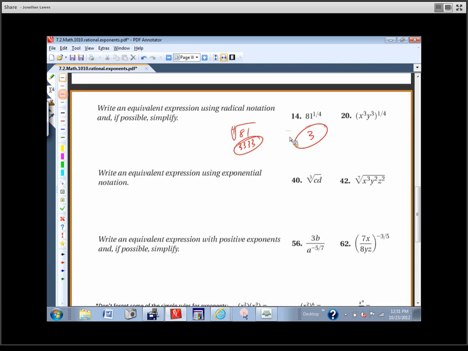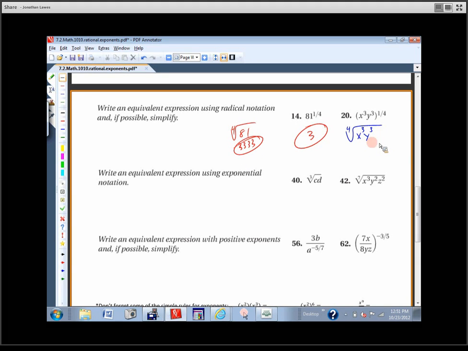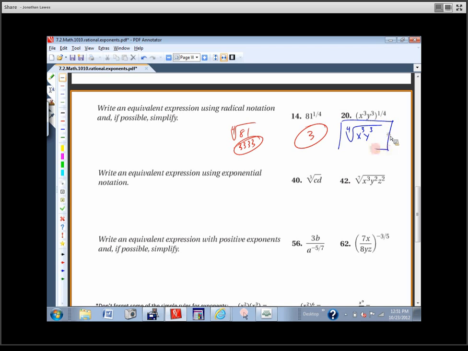Okay, let's take a look at the next one then. What root is this? 4th root again, right? We're looking for groups of 4. Now on this one, we had a group of 4 3s. Do we have any groups of 4 here? Nope, so we're done right there. That's the answer, can't be simplified. Okay?